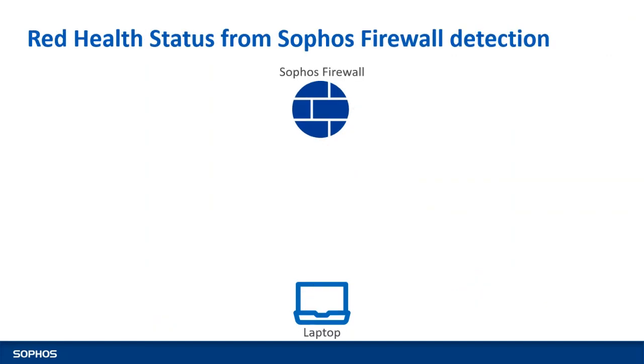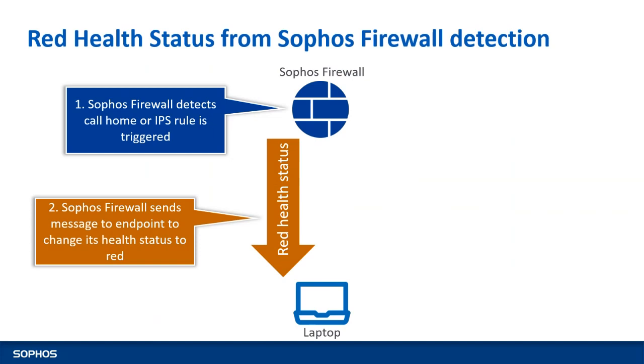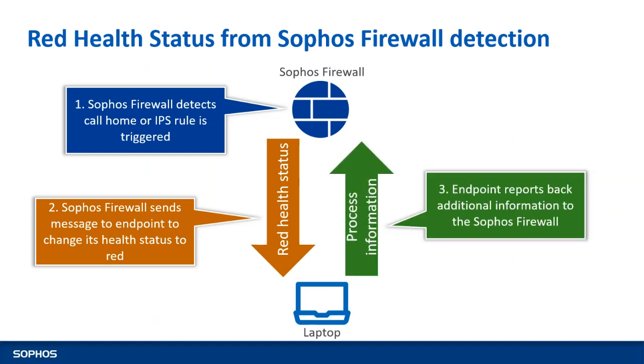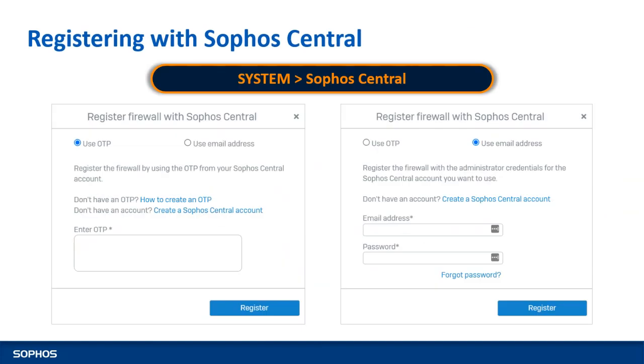So far, we have only seen the red health status being triggered by something being detected on the endpoint, but the firewall can also inform the endpoint when it has detected something that requires the laptop to have a red health status. This can be because it called home to a command and control server, or because the endpoint has triggered an IPS rule.